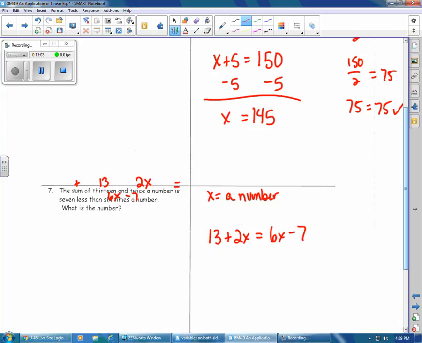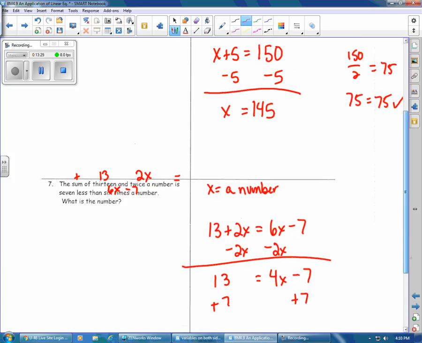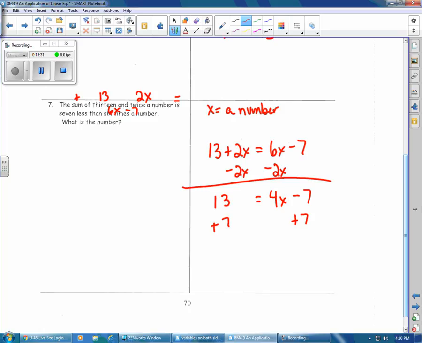We have variable terms on both sides, so we need to get them all to one side or the other. I'm going to move the 2x, so negative 2x. Whatever I do to one side, I've got to do the other. So I'll have 13 equals, that's 0. 6x minus 2x is going to be 4x minus 7. Move all my constants to the other side. Divide by 4, and x equals 5. So the number is 5.